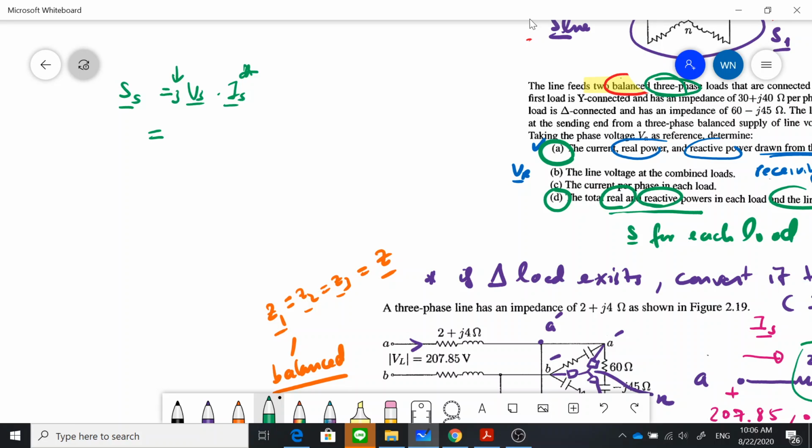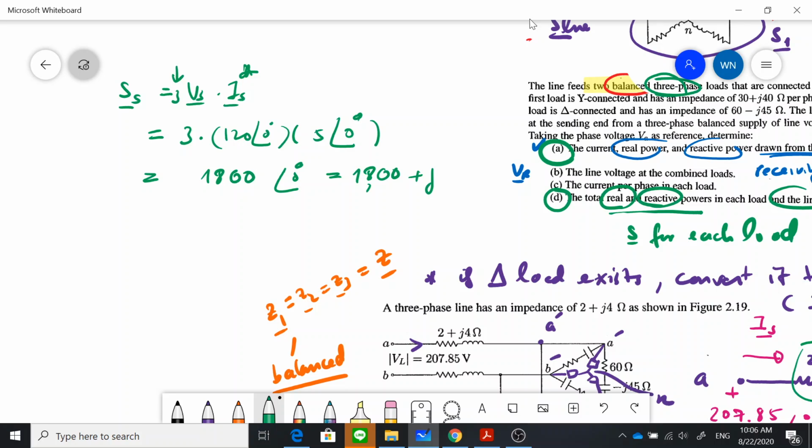All right. So you can find that this is 3 times 120 angle of 0 multiplied by 5 angle of 0, and actually this is the conjugate, so negative of 0 is 0. Now what do you get? This is what you get, 1800 angle of 0. That means that you don't get any reactive power. In rectangular or Cartesian coordinates, this is 1800 plus J0.